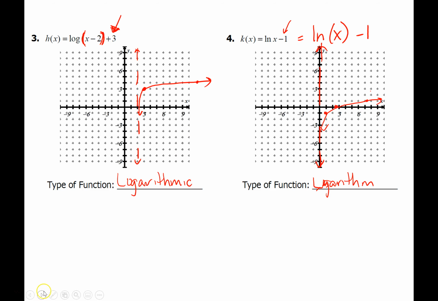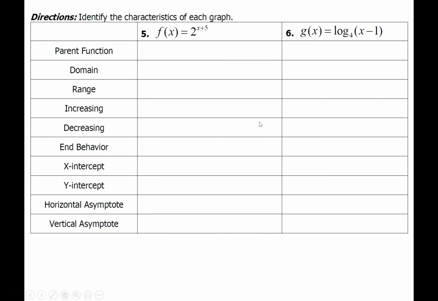Okay, so let's just do some characteristics now. We're going to use the graph to help us figure these out. So let's look at this first one. This has an x in the exponent, so that means it's going to be exponential. And because the base is a 2, that means it's going to be a growth. We know then that because it's an exponential growth, it's going to be increasing, so it's never going to be decreasing. We also know because it's exponential, it's going to have a horizontal asymptote, which means there is not going to be a vertical asymptote there.